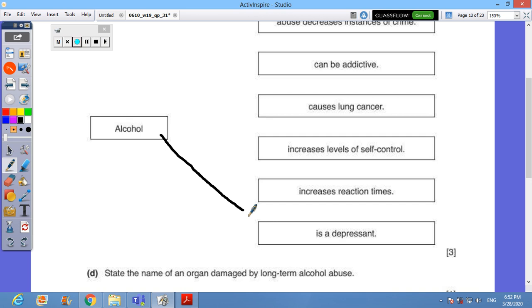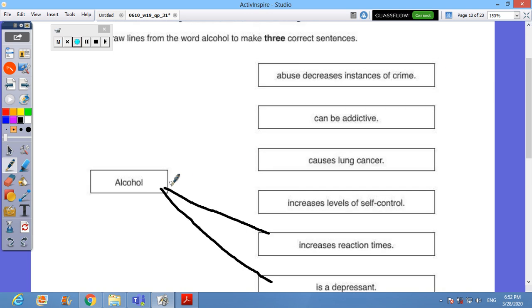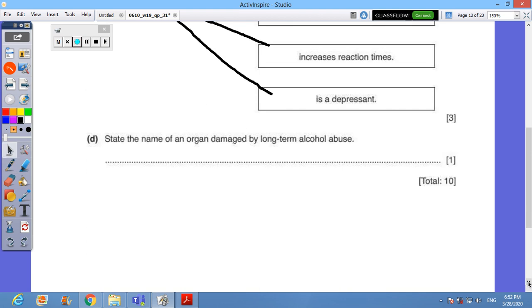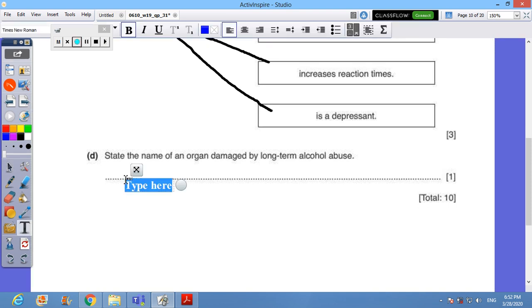I know some facts about alcohol. I know that it is depressant. I know that it does increase the reaction time, means your reaction will take longer time if you are addicted or manipulated some alcohols. Could be addictive, this is for sure. So I did make 3 choices and they are correct. State the name of the organ damaged by the long-term alcohol abuse. Long-term of alcohol abuse may damage the liver, is a good answer. The brain is a good answer as well. This is the end of question 5. Thank you for following, and shortly we will continue.